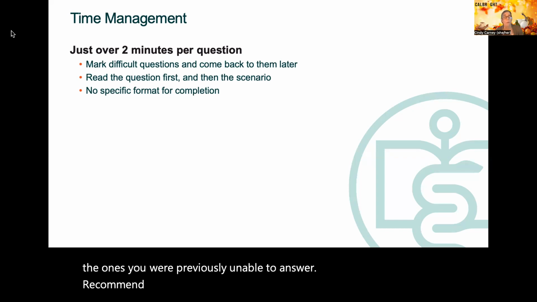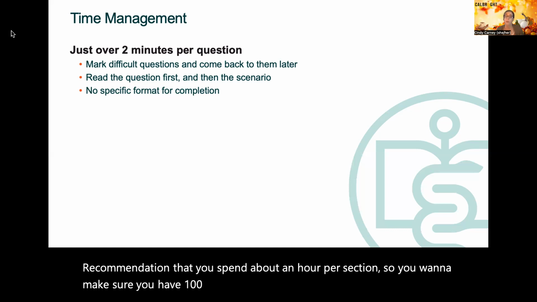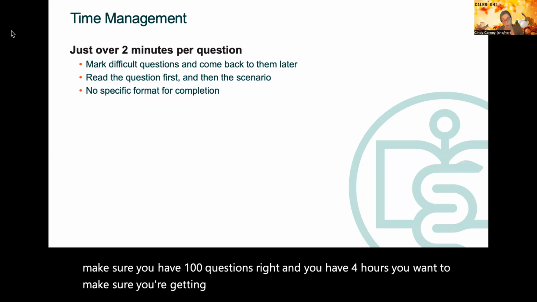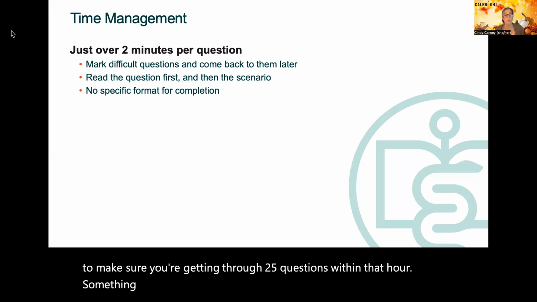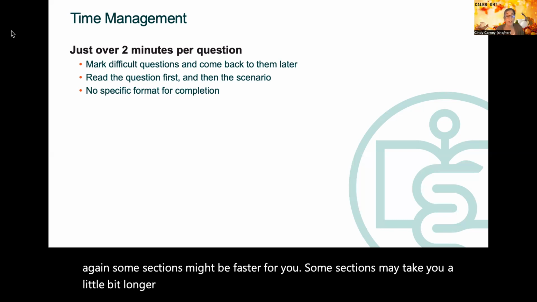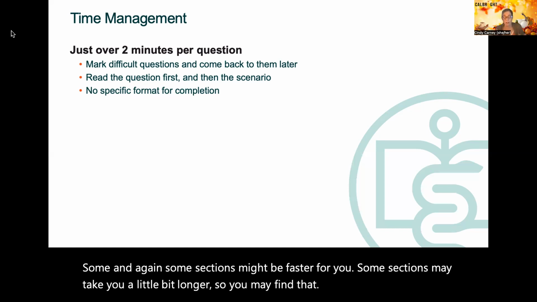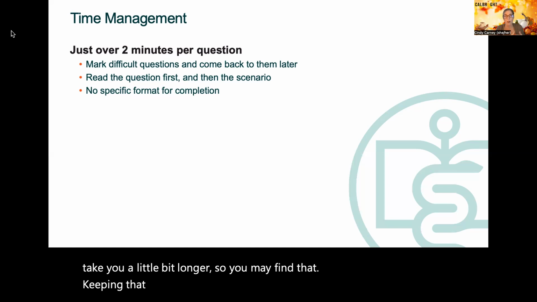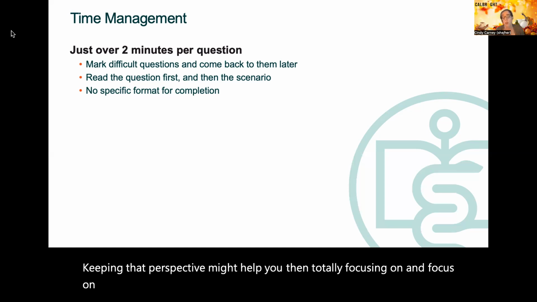The recommendation is you spend about an hour per section. So you want to make sure you have 100 questions, right? And you have 4 hours. You want to make sure you're getting through 25 questions within that hour. And again, some sections may be faster for you. Some sections may take you a little bit longer. So keeping that perspective might help you more than totally focusing on time. Focus on the completion of your questions.